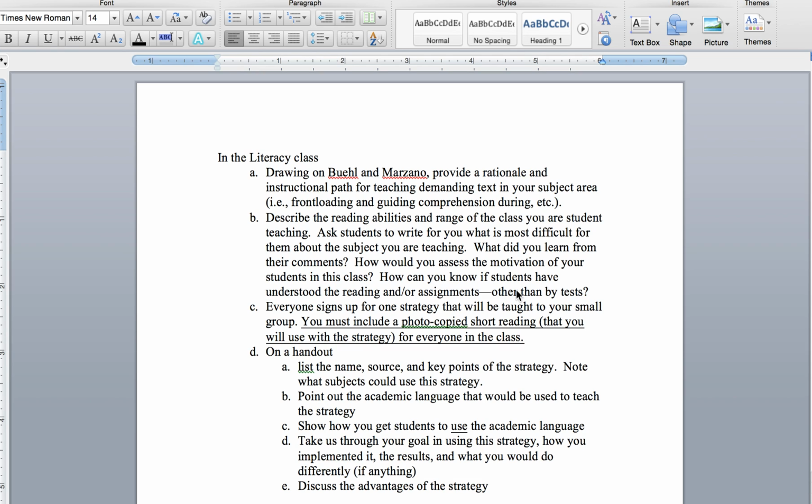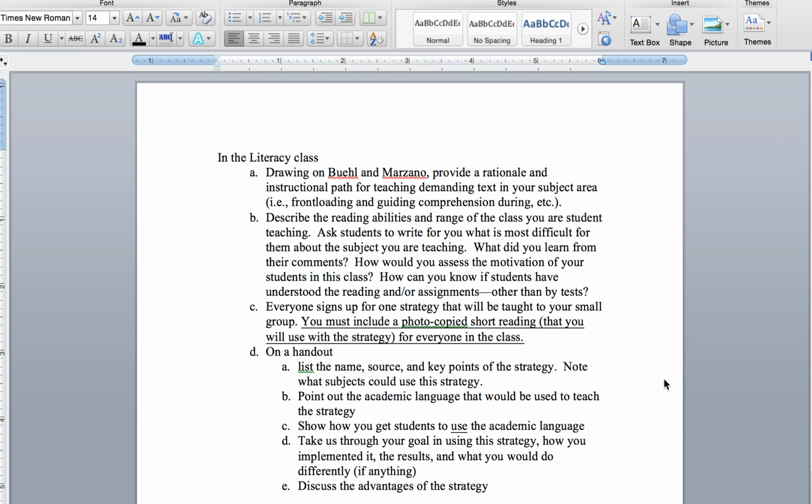How would you assess the motivation of your students in this class? And how can you know if students have understood the reading and/or assignments other than by tests? Everyone signs up for a strategy that will be taught to your small group, and you're supposed to include a photocopied short reading that you will use with the strategy for everyone in class.